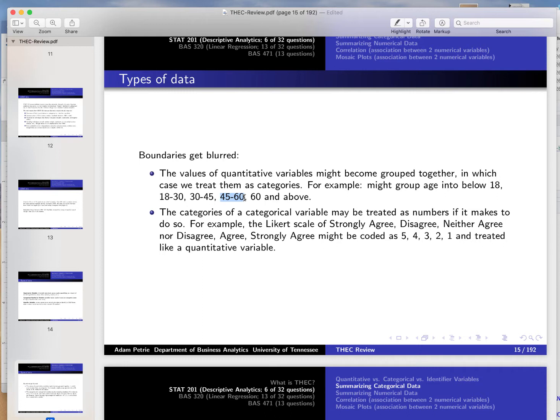So sometimes we have an inherently numerical object, but we're going to treat it as a categorical variable anyway, because it's a lot easier to just group various values together that are related or that make sense or that contribute to our analysis. And we might go the other way as well.